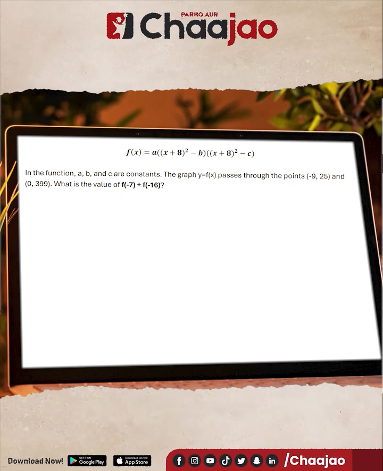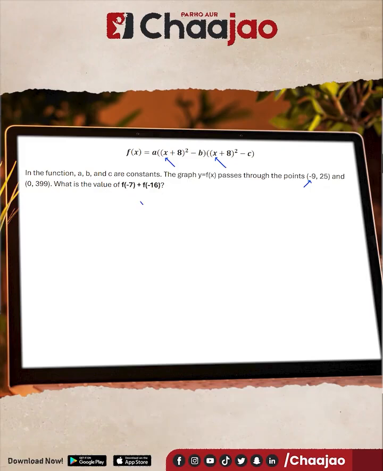So this DSAT question is all about understanding the mindset of your examiner. So what is happening in this question? Once you put x as -9 over here, -9 plus 8 is -1, and -1 squared is just 1. -9 plus 8 is again -1, and -1 squared is again 1.